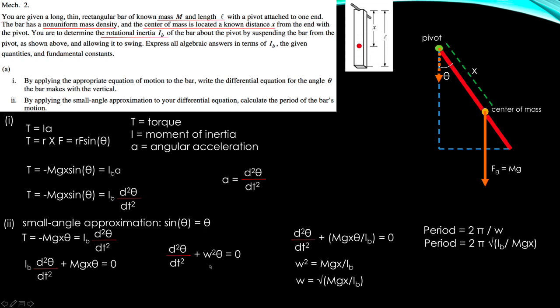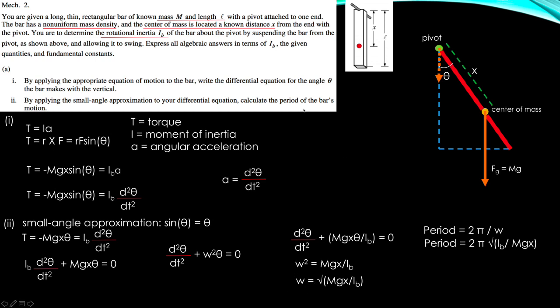So now we're starting to look a little like this equation. It's actually pretty much the same thing. We just have different coefficients for theta, and that's fine. That helps us because the coefficient for theta here is omega squared, and the coefficient for theta here is mgx over I b. So we can just make those two equal to each other. Omega squared is equal to mgx over I b. Right? Make the coefficients of theta equal to each other, and then solve for omega.